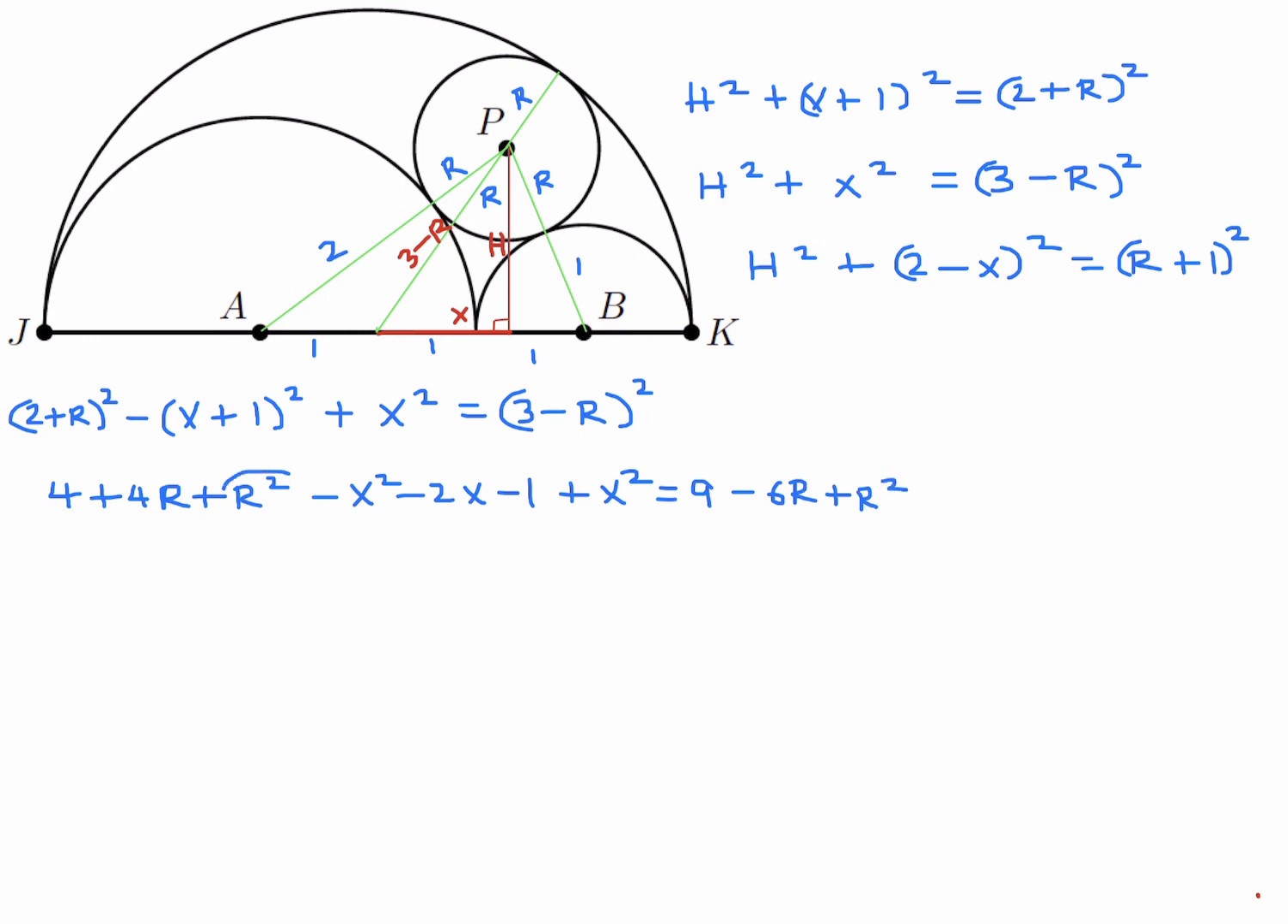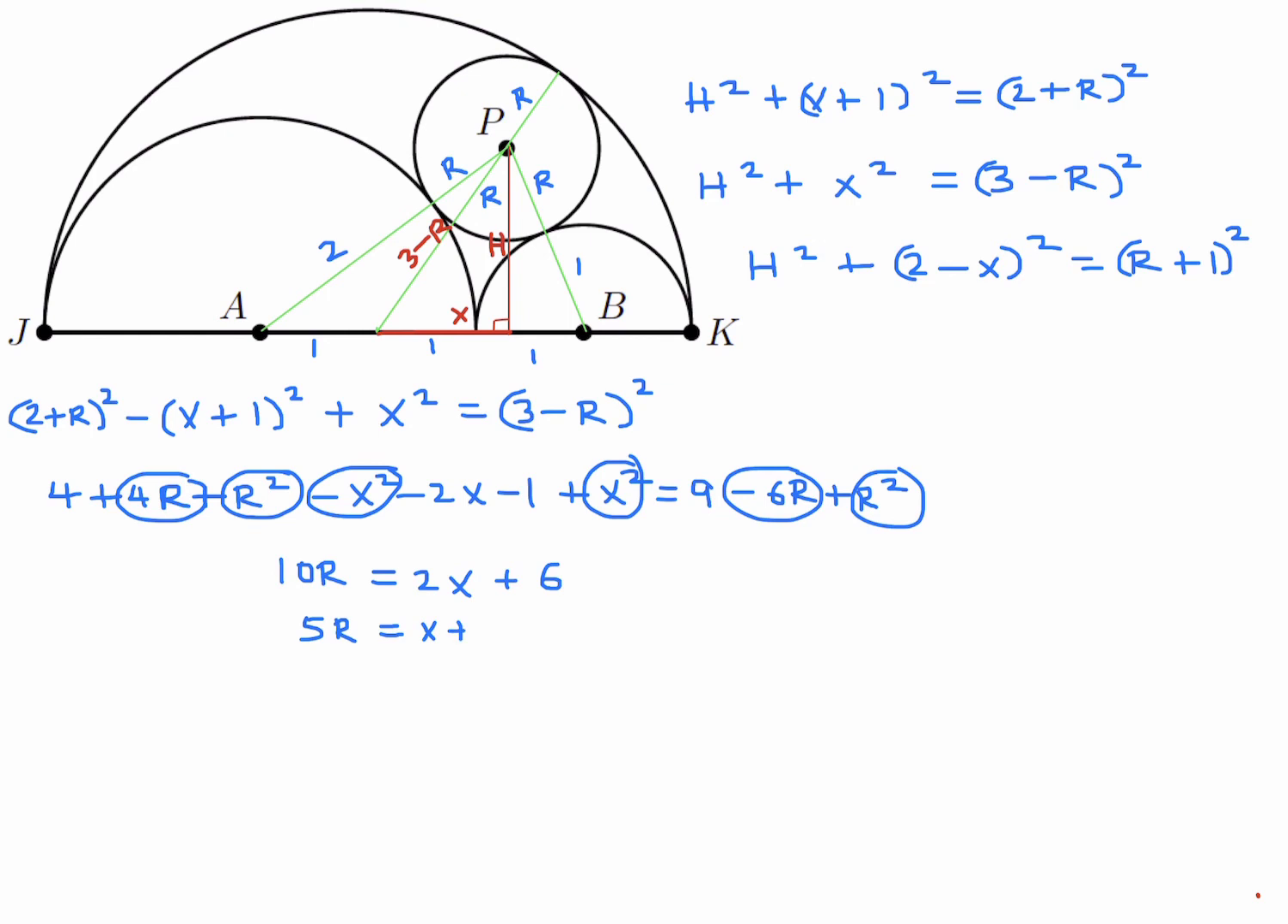Okay, r squareds cancel, this x squared cancels, and looks like we have 4r minus 6r, so this r, and that's going to be 10r. And on the other side, it'll be 2x, 9 minus 3, 2x plus 6. And this is 5r is equal to x plus 3, and therefore x is equal to 5r minus 3. Okay, that's a pretty good result.